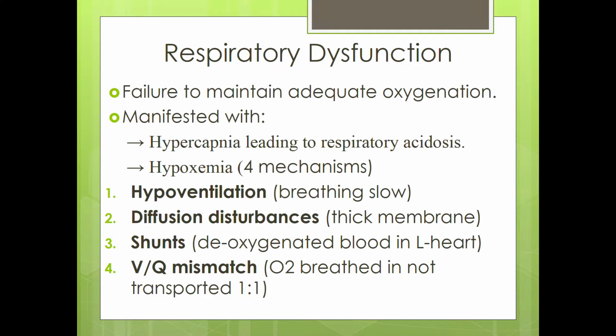And then the fourth mechanism of hypoxemia is something called a VQ mismatch. The V stands for ventilation and the Q stands for perfusion. So we call it a ventilation-perfusion mismatch. That means that the oxygen breathed in is not transported one-to-one in the body. So even though you're breathing in oxygen, something's happening that's not allowing it to fully diffuse into your blood.